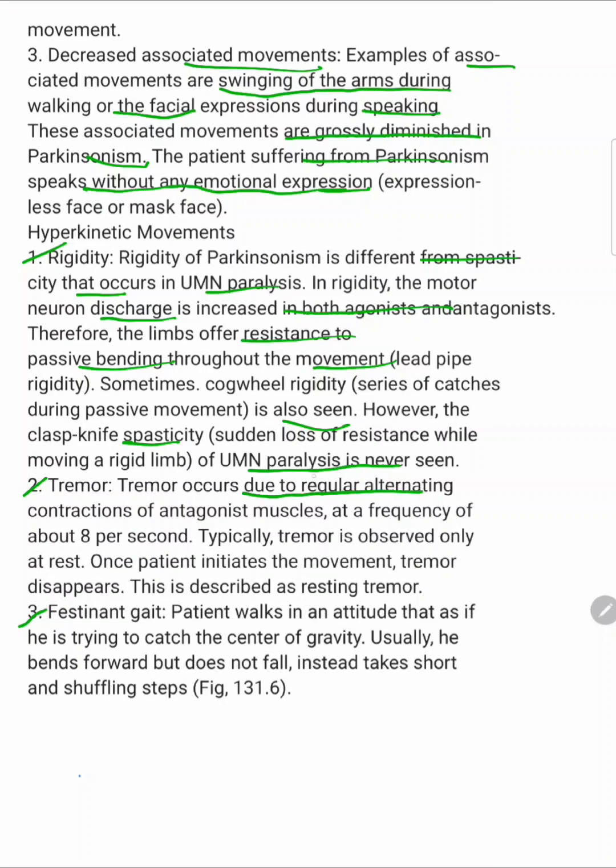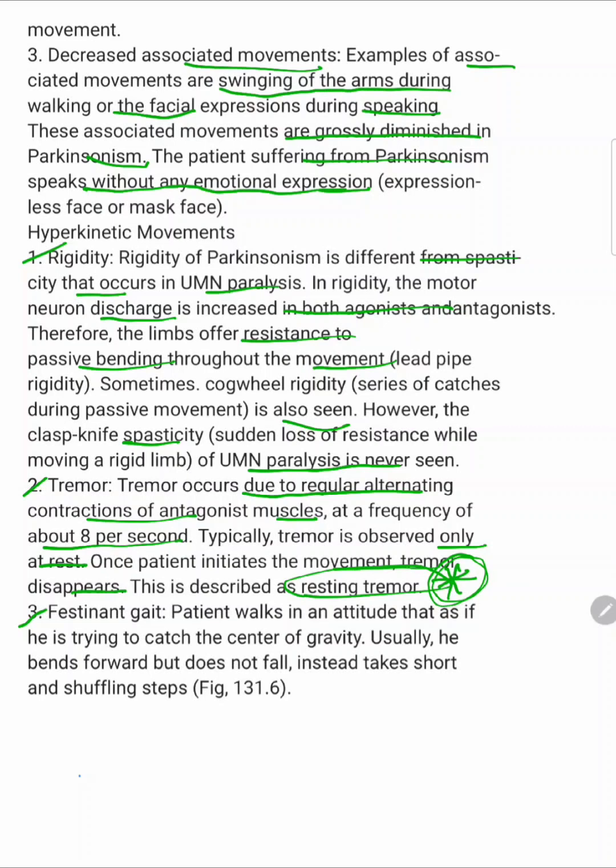Tremors occur due to regular alternating contraction of antagonist muscles at a frequency of about 8 per second. Typically, tremor is observed only at rest. Once the patient initiates movement, the tremor disappears. This is described as resting tremor. Resting tremor is the key word of this whole Parkinson disease.